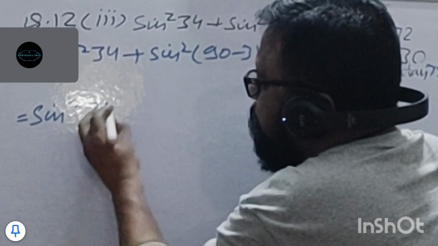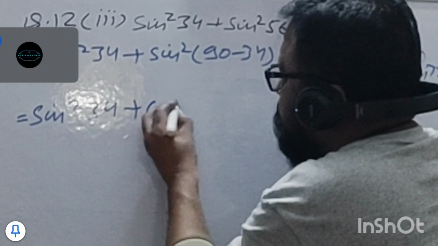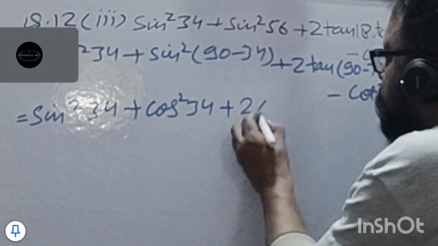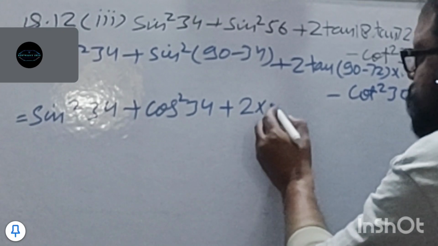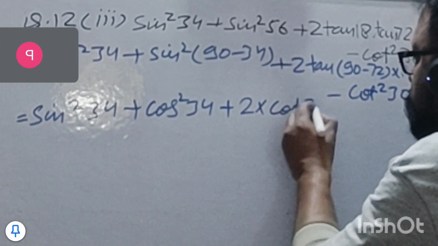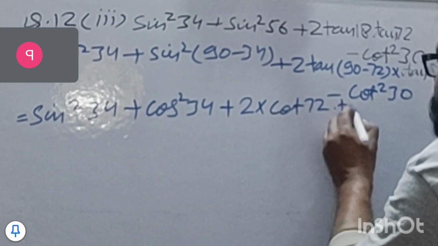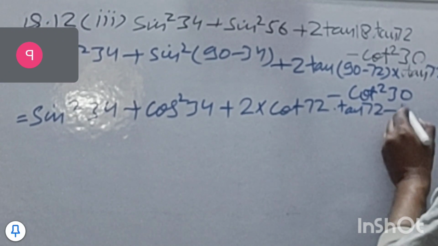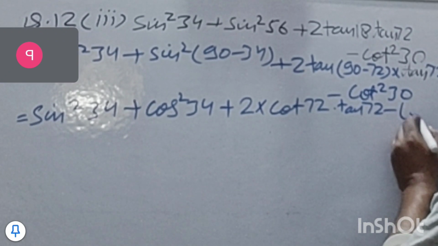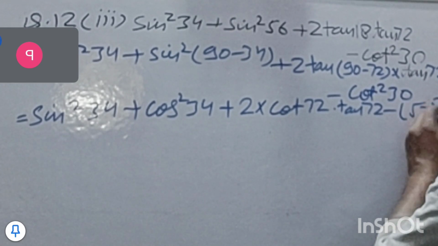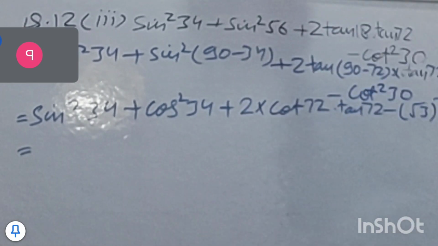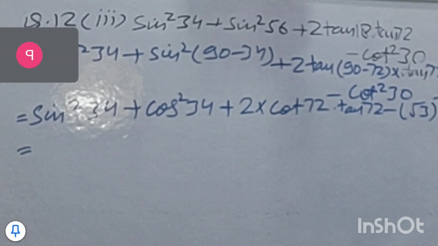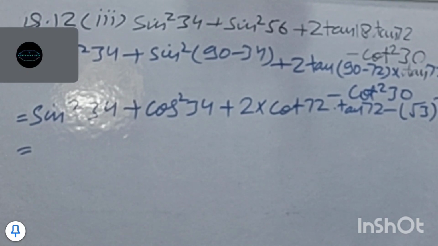Now we will solve sin² 34 plus cos² 34 plus 2 into cot 72 into tan 72 minus cot 30 is √3, so √3 whole squared. Now sin² 34 plus cos² 34 becomes 1.